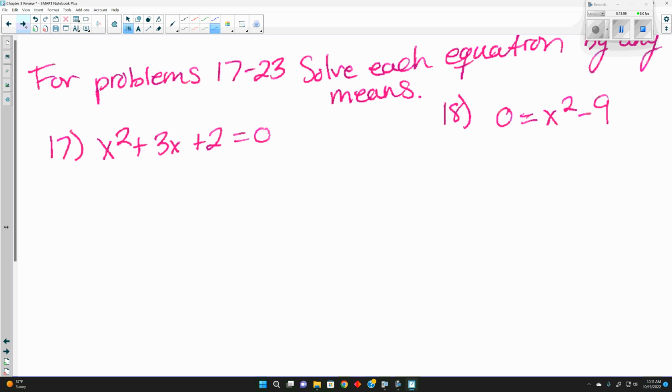Solve each quadratic by any means. When it says any means, it literally means any method that we have done. Factoring, graphing, square root method, the quadratic formula, and completing the square. You can use any one of those methods to solve.